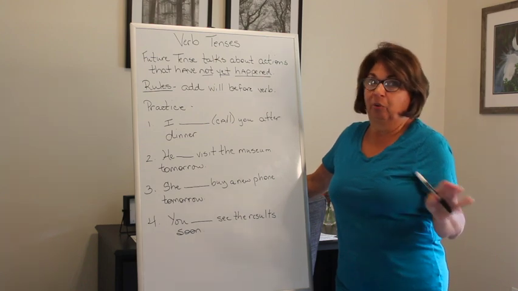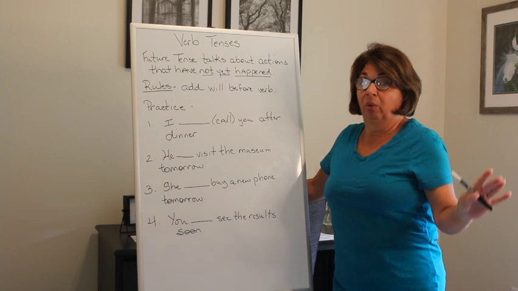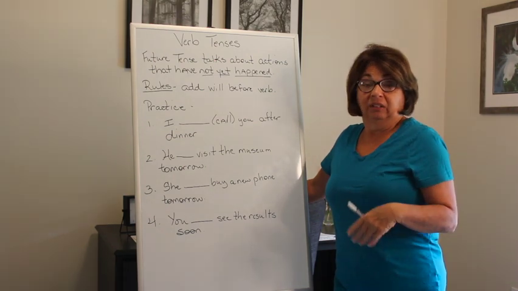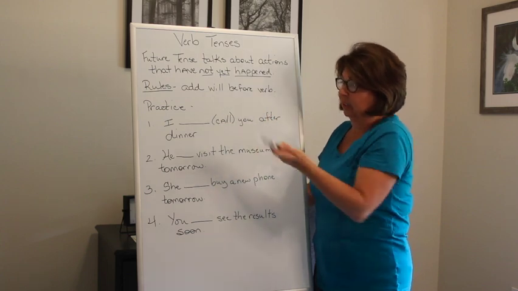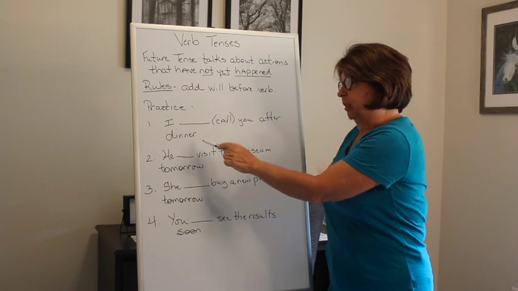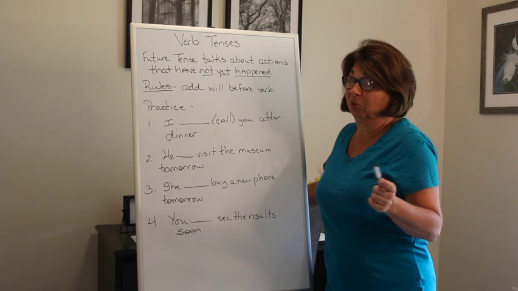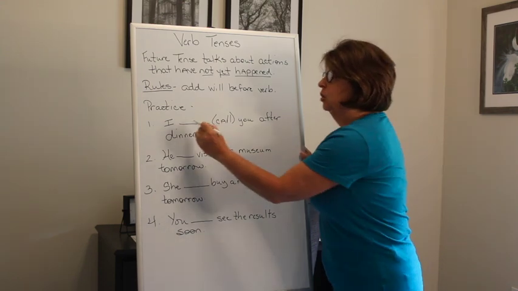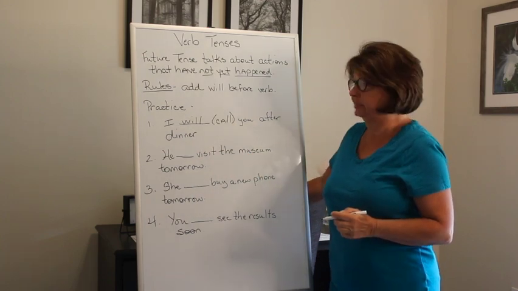So very simple. This is probably the easiest one. Generally, you just add the word will before the verb because it hasn't yet happened. So just add will before the verb. Let's look at some practice. I call you after dinner. If we want to make this a future tense, instead of saying I call you, which wouldn't make much sense, we would just say I will call you after dinner.